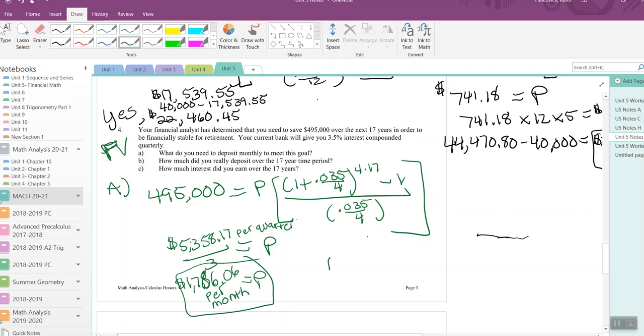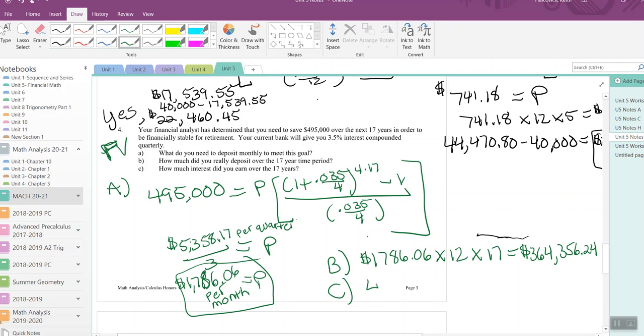That's for part A. For part B, how much did you really deposit over the 17-year time period? Well, you deposited $1,786.06 per month for 12 months for a year for 17 years. And you get $364,356.24. And then for part C, how much interest did you earn over the 17 years?